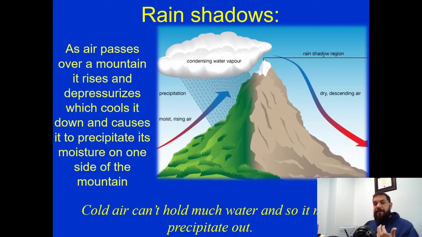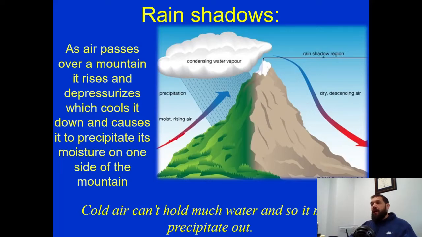Remember that when air rises, the pressure drops. When the pressure drops, the gas cools. Now when air cools down, it can't hold as much moisture as it can when it's hot, so it starts to precipitate. That's why, for example, whenever a cold front comes in, it usually rains. That cold air cools the air down and causes all of the moisture to precipitate out, because cold air can't hold as much water as hot air.